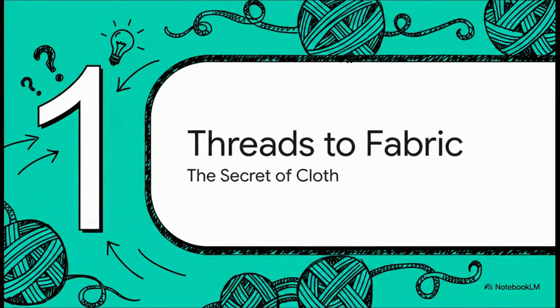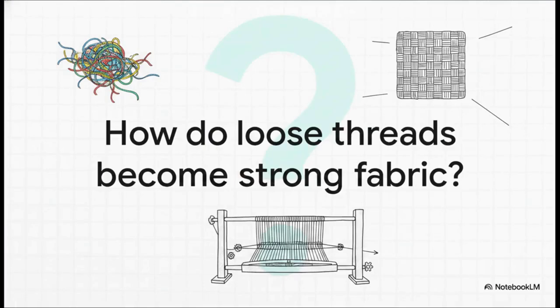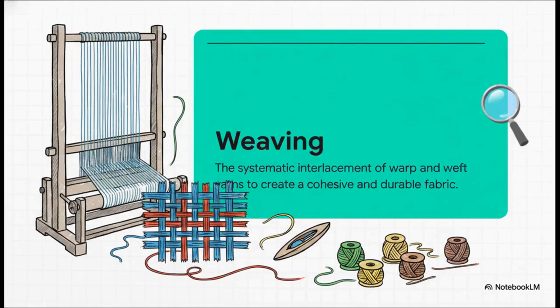All right, let's jump right in at the very beginning, with probably the most basic question there is. I mean, it seems a little like magic, doesn't it? That you can take a pile of flimsy, separate yarns and somehow turn them into a solid, durable sheet of cloth. Well, the answer isn't magic, but it is an incredibly clever process that humans have been perfecting for thousands of years. And that process is weaving.